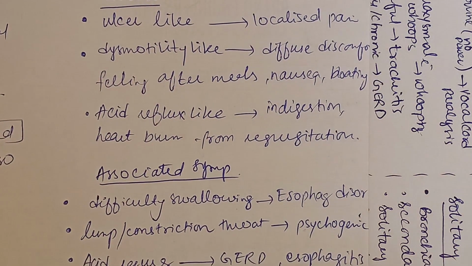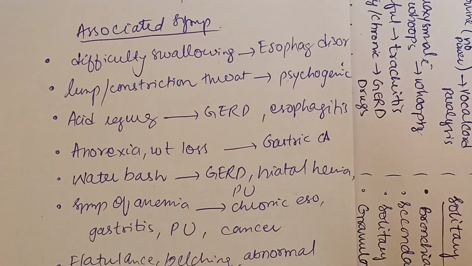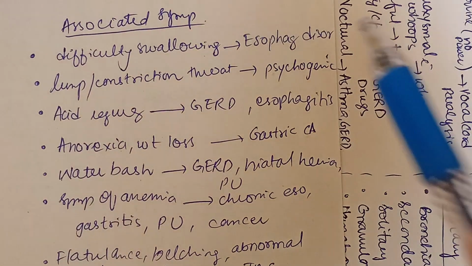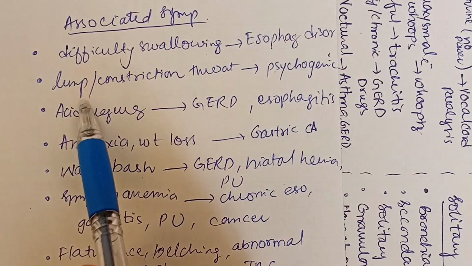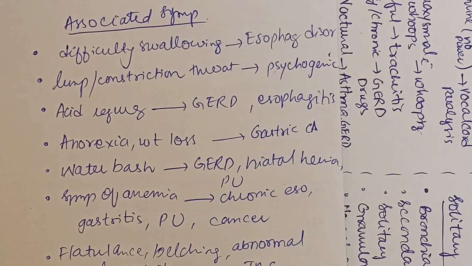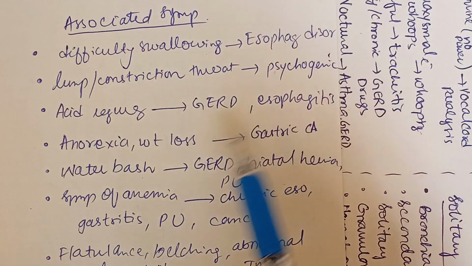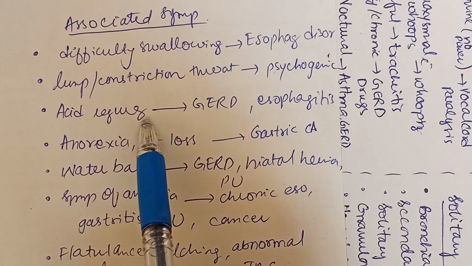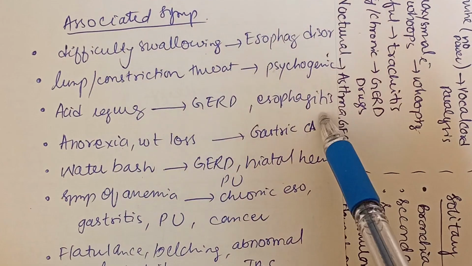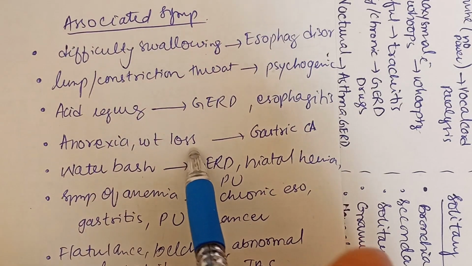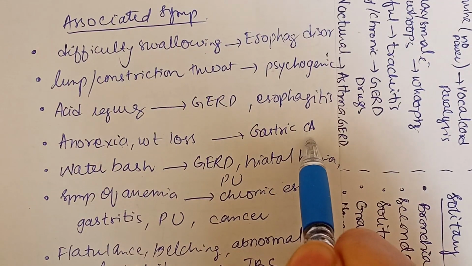Some associated symptoms with dyspepsia: if the patient is having difficulty swallowing, it can be an esophageal disorder. If the patient is complaining of lump or constriction in throat, a feeling of lump in his throat, with dysphagia and dyspepsia, it is usually psychogenic in nature. And if the patient has acid regurgitation, it is usually GERD or esophagitis. If the patient has dyspepsia along with anorexia and weight loss, it is pointing towards gastric carcinoma.